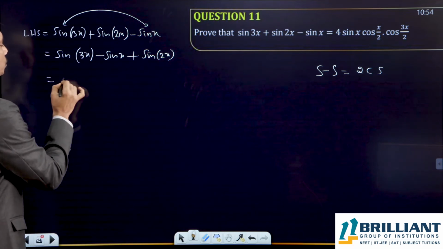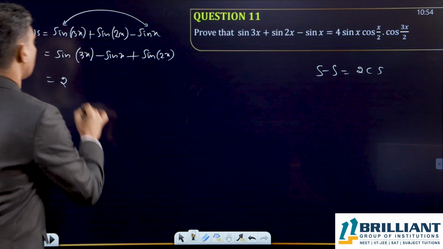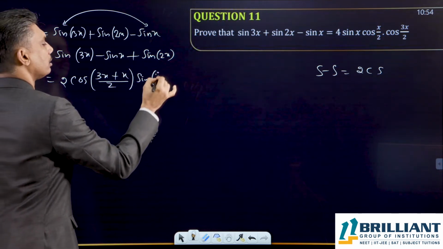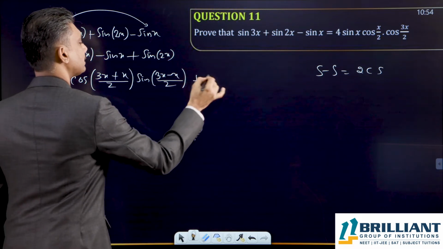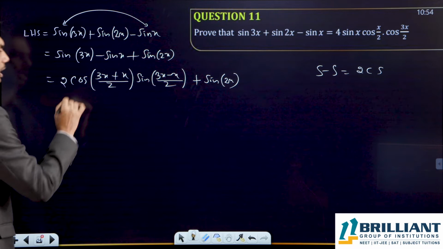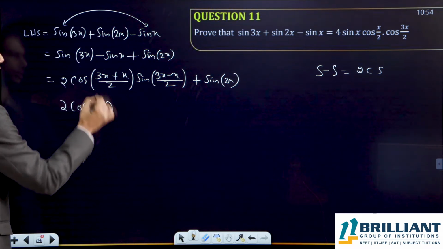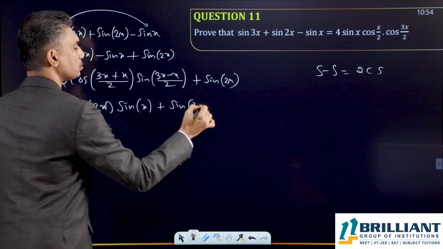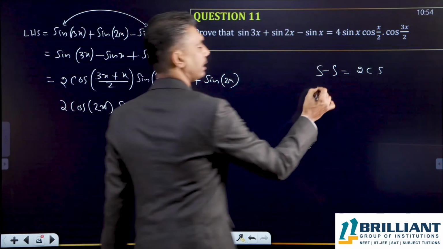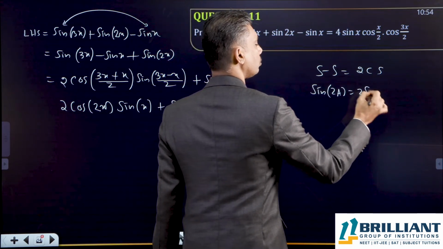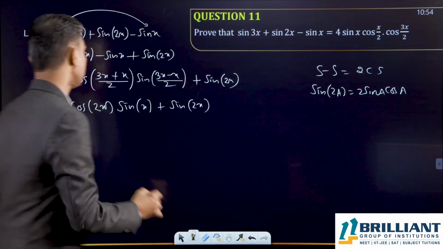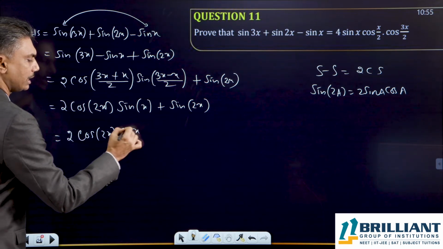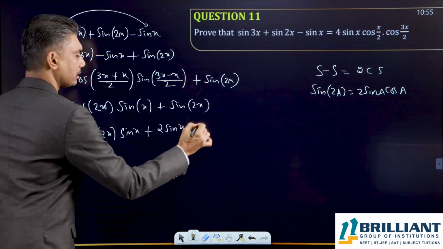So, 2 cos (3x plus x)/2 into sin (3x minus x)/2 plus sin 2x. Now, 2 cos 2x, 3x plus x is 4x by 2 is 2x, into sin x plus sin 2x. Now, you know what is sin 2a? Equal to 2 sin a into cos a. That is 2 cos 2x into sin x plus 2 sin x into cos x.